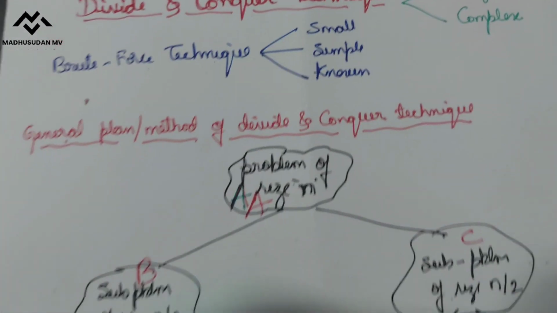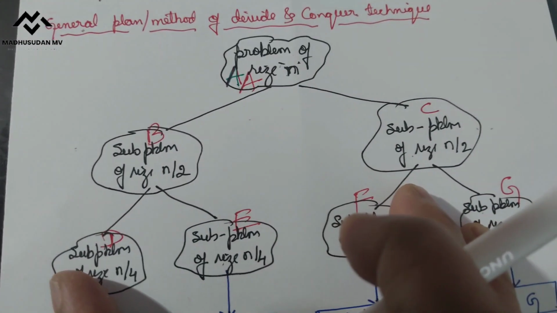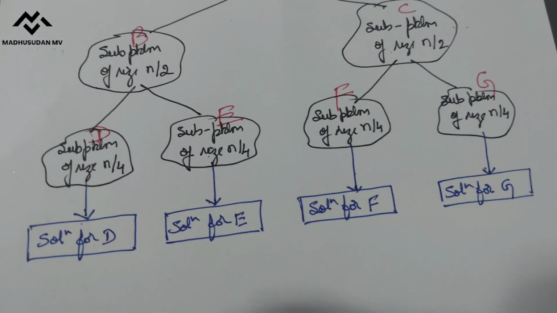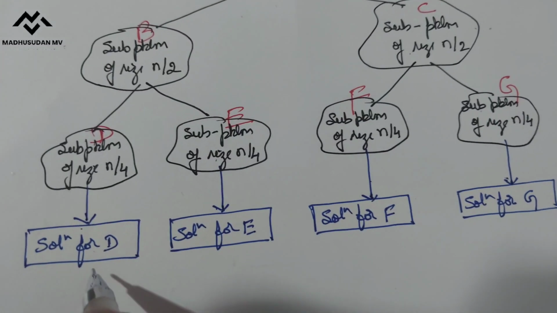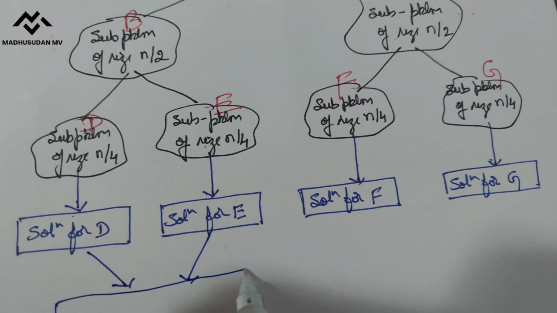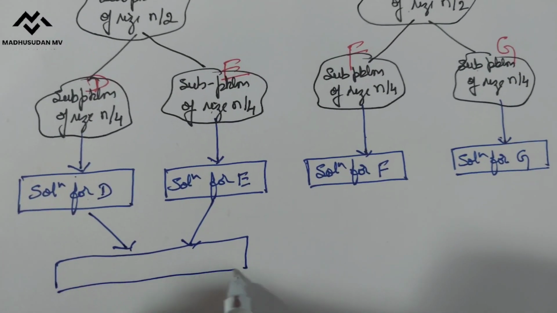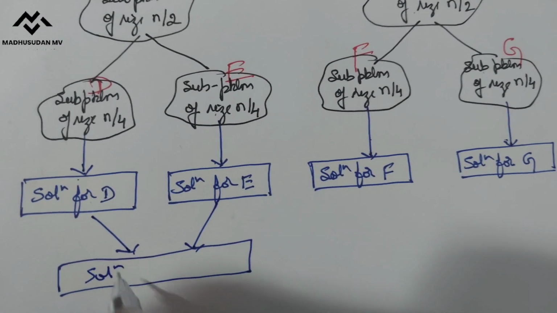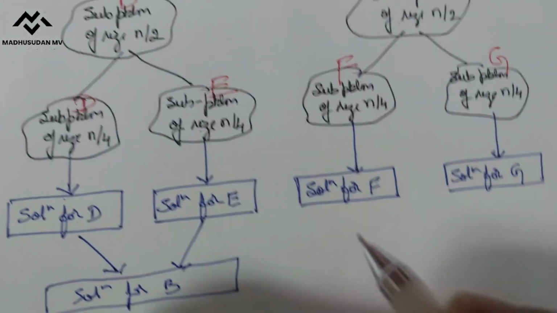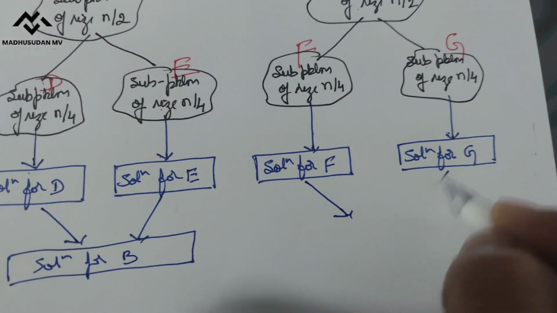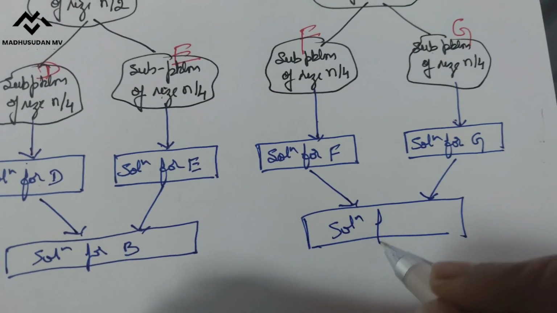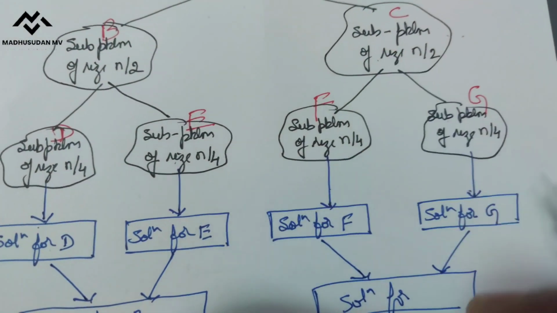Now division is over. Here is division. This is the first step. Next is conquering the solution. Conquering means acquiring the solutions. Now we need to merge these two solutions to get what? Solution. If I merge these two solutions, I will get the solution for subproblem B. Similarly, if I merge these two subproblems, I will get the solution for this subproblem C.